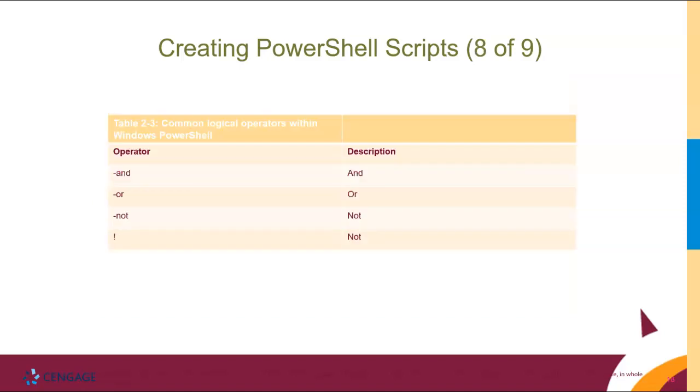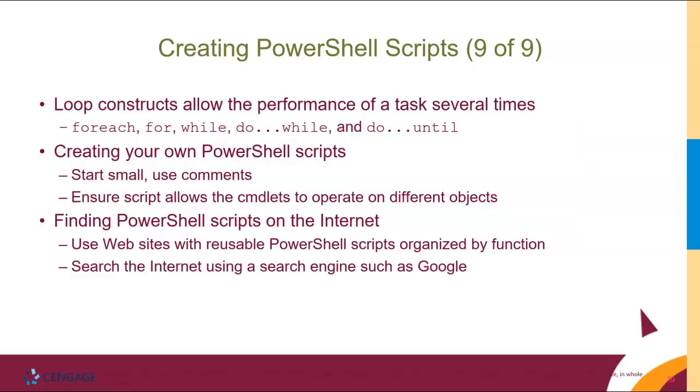And then here are some logical operators that you can use. So you have your and, or, not. That's just another way that you can do that. Another thing that you can do, like in many other scripting languages, is loops. You have your loop constructs that allow the performance of a task several times. So you have a foreach, a for, while, do while, do until. You can use any of those. Most commonly, you'll probably use foreach, just because it's a much easier way to do a for loop.